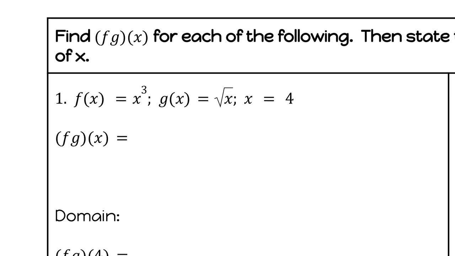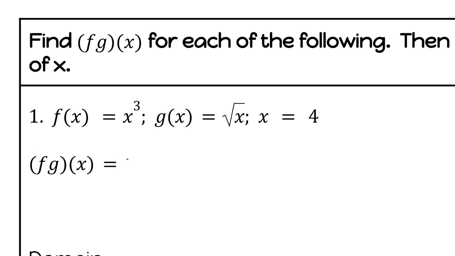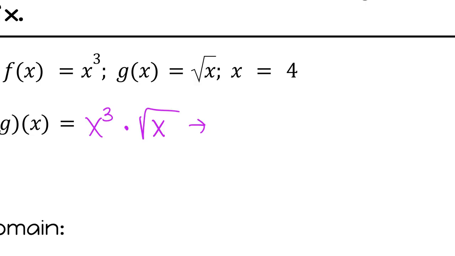All right, so same process here. We're going to multiply these together. So we have x cubed times the square root of x. But remember, we want to use rational exponents here. So this is really the same thing as x cubed times x to the 1/2. So now we can just add these together.